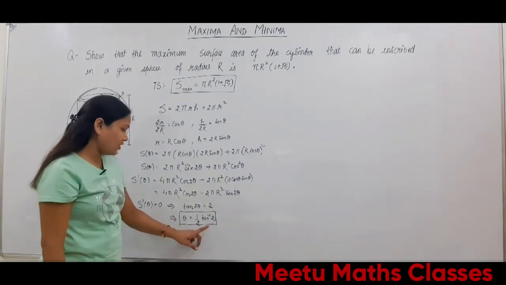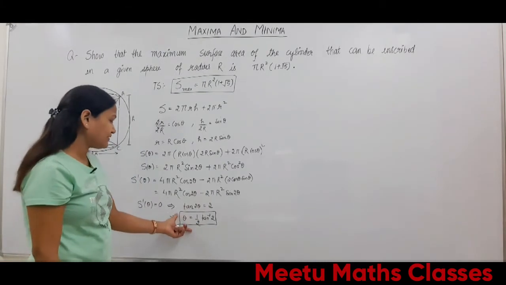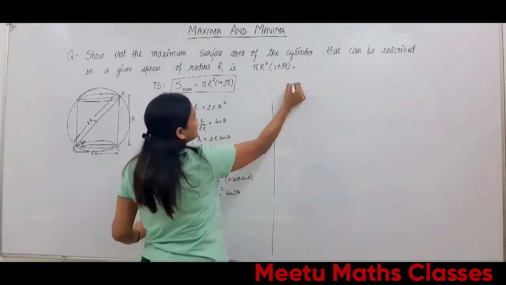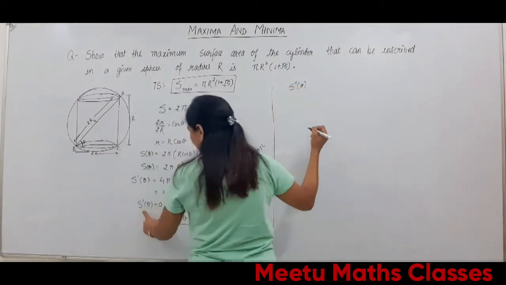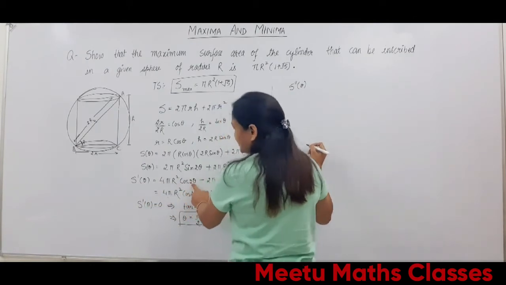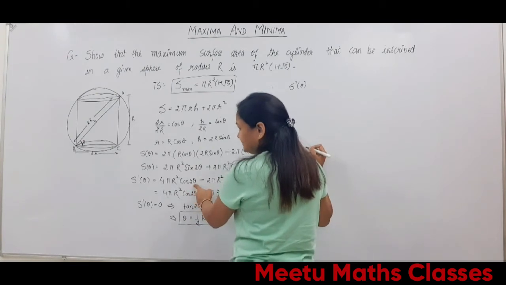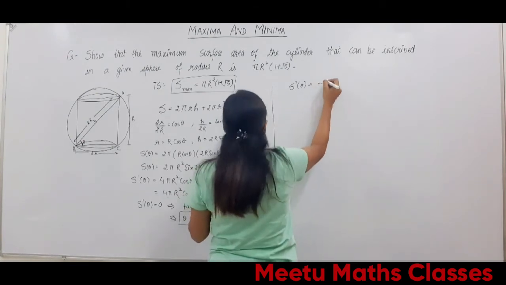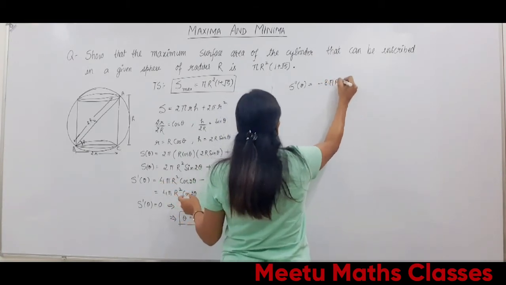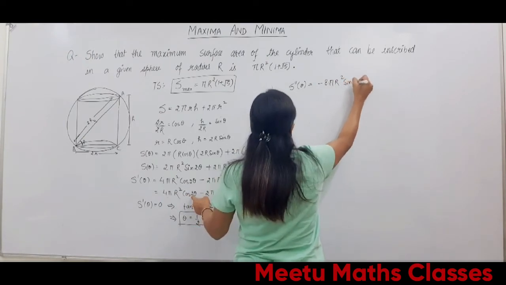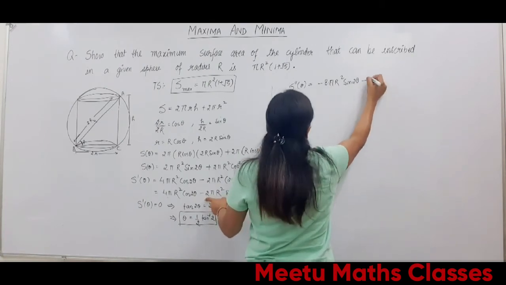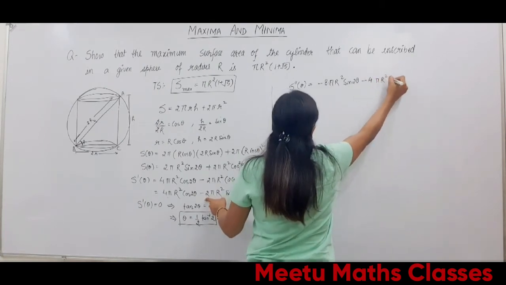Now we have to observe whether this is a point of maxima or minima. So for that you have to find the second derivative of your surface area function. So the second derivative of this function is, cos 2 theta का derivative, minus sin 2 theta into 2. So this will be equals to minus 8 pi R square into sin 2 theta. Now sin 2 theta का derivative is cos 2 theta into 2, minus 4 pi R square into cos 2 theta.